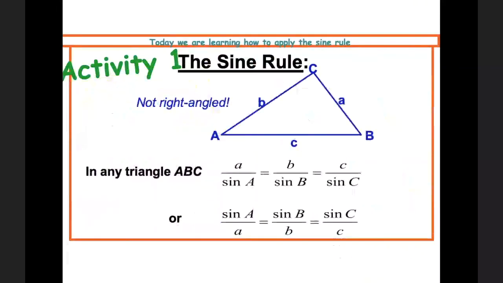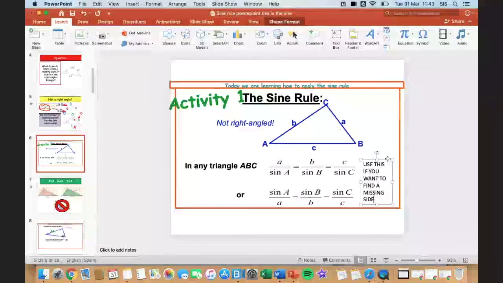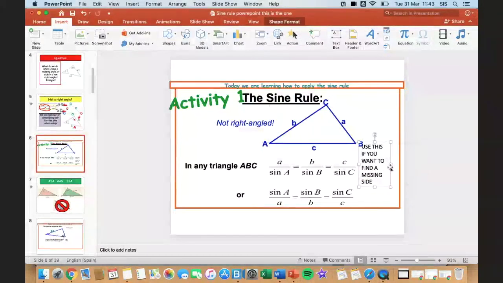Right, so another really interesting thing about this is it doesn't matter whether you put the angles on the top or you put the lowercase letters on the top. Now there's different reasons why you want to do this, and you might want to make a note of this. And the reason why you would use that one if you want to find a missing side is because you want to generate the missing side to be on top of the fraction, which it is, and then it's easier to solve. Can anyone guess then what we'd use the second one for?